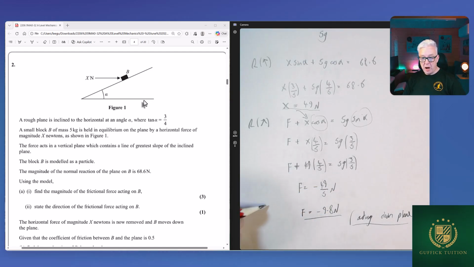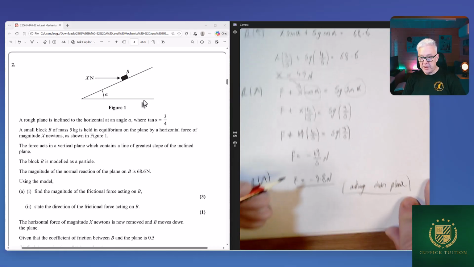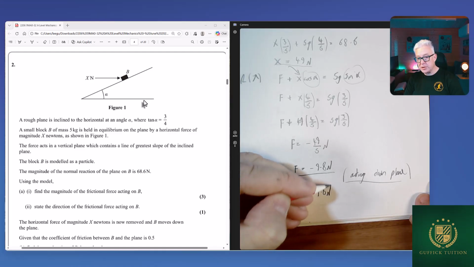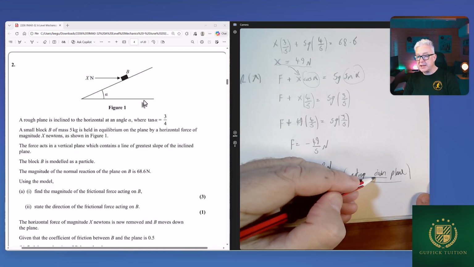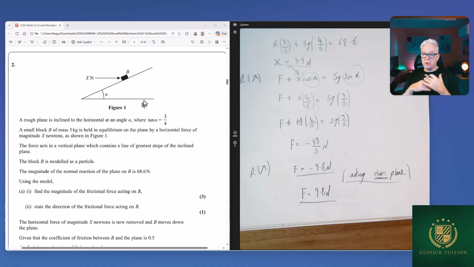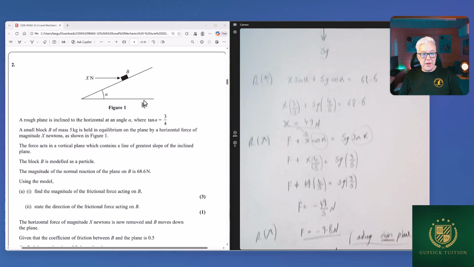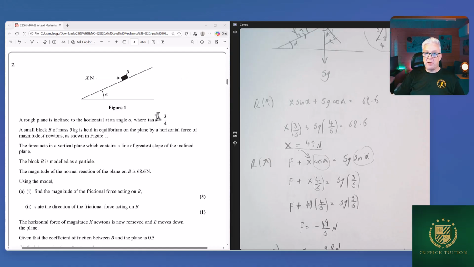So remember, I chose to resolve going up the plane, and I've got a negative frictional force. So what that means is that the frictional force is 9.8 newtons, and it's acting down the plane, because I resolved going up the plane and I got a negative answer. Okay. Right, that's our part A done. Quite a lot of work there, I thought, to be fair, for 4 marks.